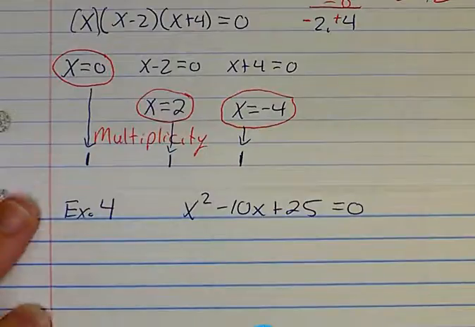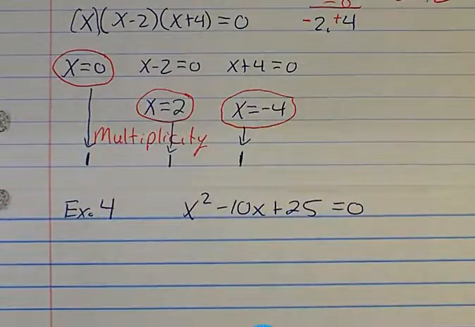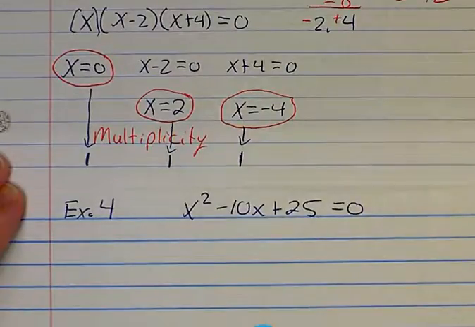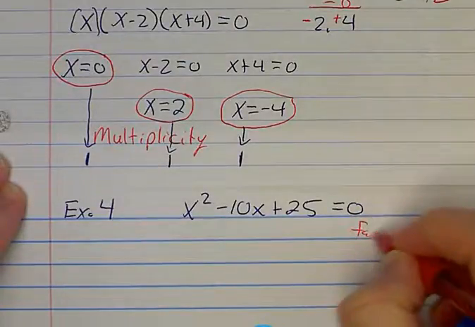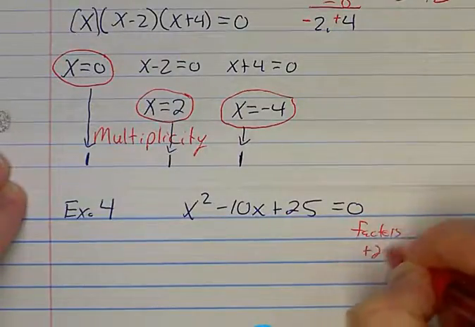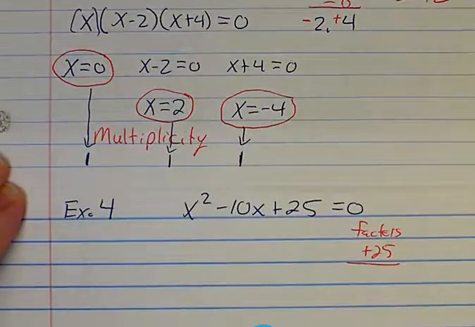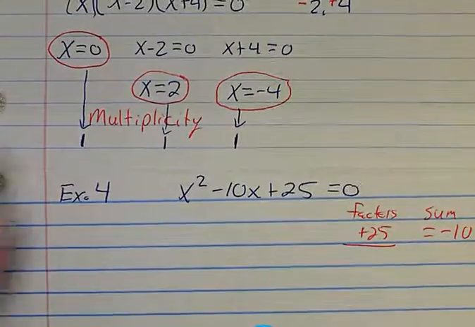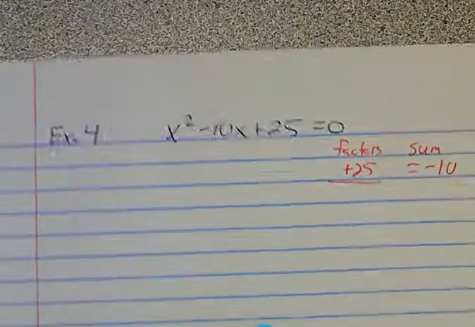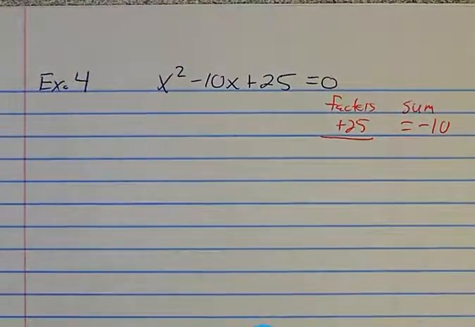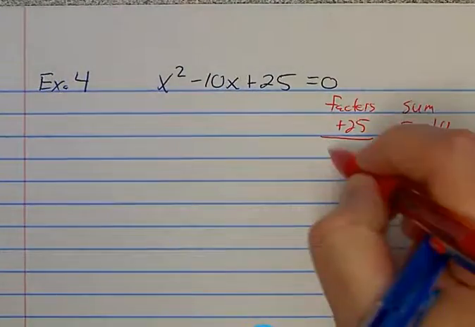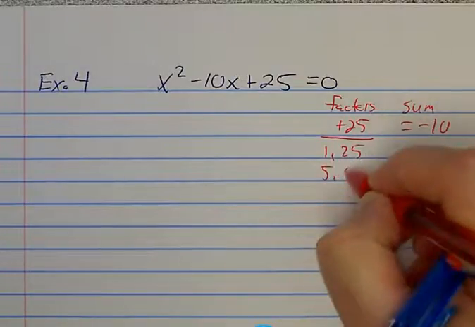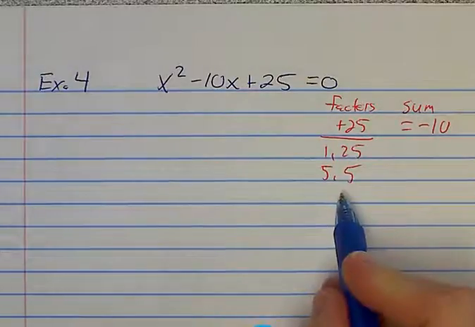All right, so for example 4, we'll go with x squared minus 10x plus 25. Okay, so this one's set up just like a regular factoring. We're looking for the factors of positive 25. And we're looking for the sum that's going to equal negative 10. Okay, and with 25, it seems like there'd be more, but there's really only two. It's either 1 and 25, which is not going to get us to 10, or 5 and 5. So it's got to be the 5 and 5, right?